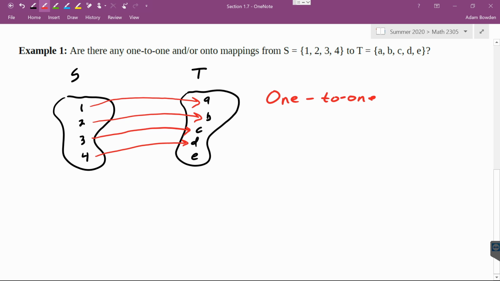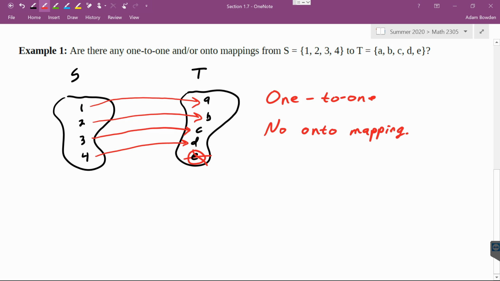However, it's impossible with this to do an onto mapping. The reason being, there's no way for me to map to E using elements from S. And while I could say, oh, I'll just go ahead and send 4 over there as well, that doesn't work in the concept of a function. In a function, you can only have one mapping per element in the domain. So that would not be possible with a function. So one of these is always going to be left out if I'm creating a mapping.